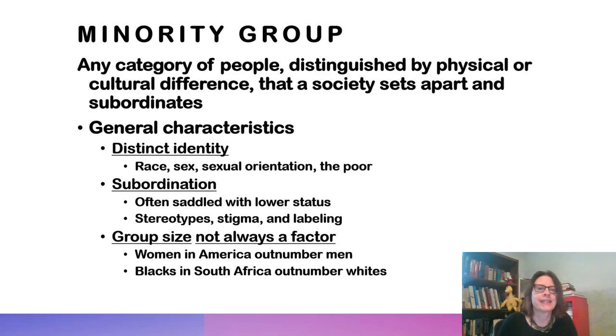So this distinct identity. You need to be able to look at somebody fairly quickly and understand whether they are the person that you're supposed to be discriminating against or not. So we tend to use things like race and gender and sexual orientation and poverty, social class indicators, what kind of shoes people are wearing, clothing, cars, that kind of stuff.